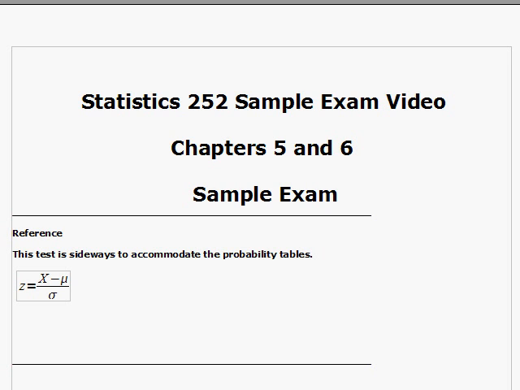This is a sample exam video for statistics for the exam over chapters 5 and 6. You'll notice that in this test you're not given very much of a reference section. You will get the formula for finding the z-value. You have to know what those terms mean. And you'll be given some probability tables.